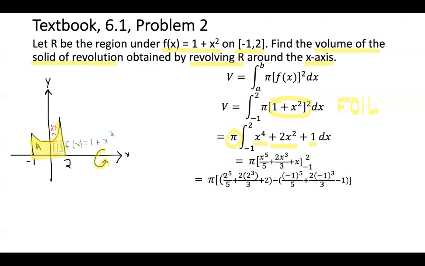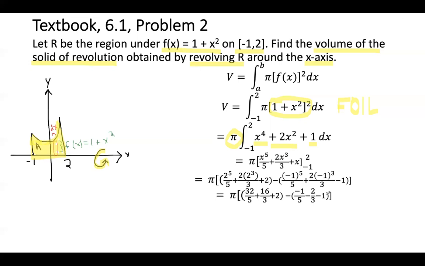So again, pi times everything. Let's plug in 2. 2 to the 5th over 5 plus 2 times 2 to the 3 over 3 plus 2. Then minus, and we're going to plug in -1. So -1 to the 5th over 5 plus 2 times -1 to the 3rd over 3 minus 1. So let's simplify that a bit. Again, multiply everything by pi. Our 2 to the 5th becomes 32 over 5. 2 times 2 to the 3rd over 3 becomes 16 over 3. So we have our plus 2. Our -1 to the 5th over 5 is just -1 over 5. Our 2 times -1 to the 3rd over 3 is just -2 over 3. And our -1 is still -1.